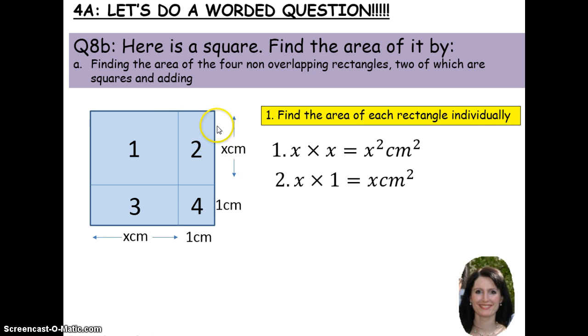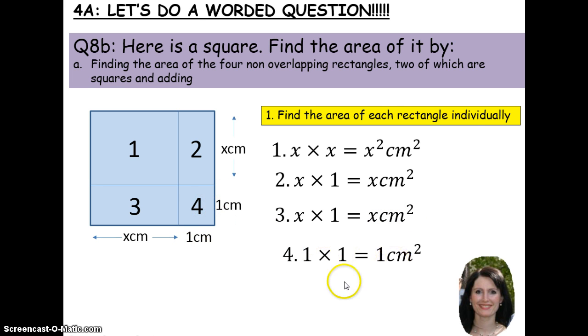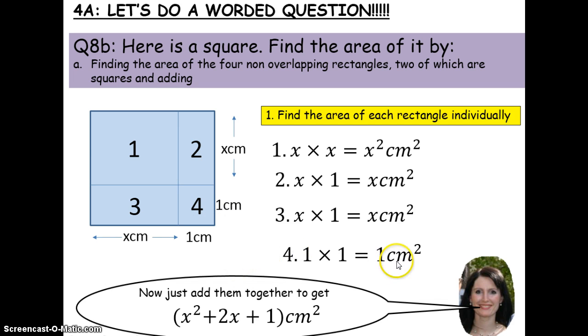Number 2 is x times 1, which is x centimetres squared. Number 3 is x centimetres times 1 centimetre, which is x centimetres squared. And number 4 is 1 times 1, which is 1 centimetre squared. Notice that the questions are not always drawn to scale. So this does not look like a square, and this does not look like a square either. Or this, or this. But they are.